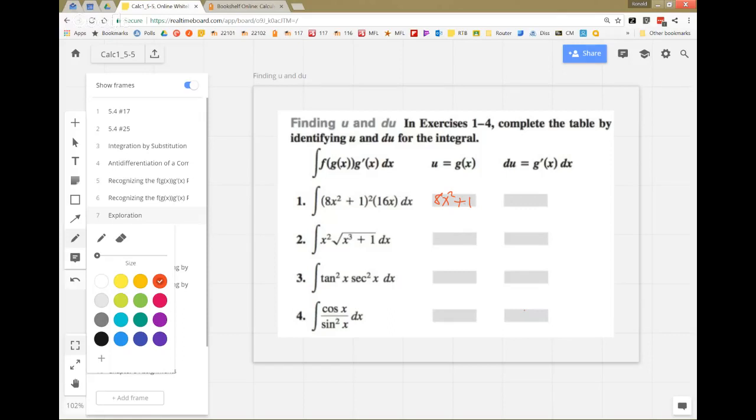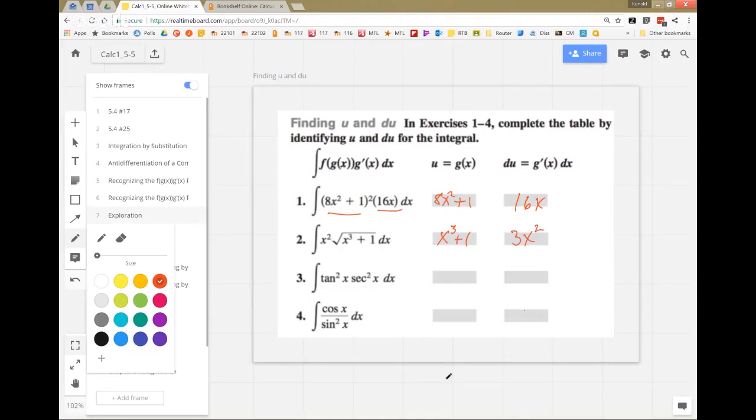Okay, and then what's the derivative of that? What if you execute the chain rule? The derivative of 8x squared plus 1 is 16x. And then you look over here and you go, oh boy, this is set up perfectly. That one's got a chain rule sitting right there for you. How about number 2? What's the innermost function? Pretty clear. It's x cubed plus 1. What's du? What's the derivative of x cubed plus 1? 3x squared.